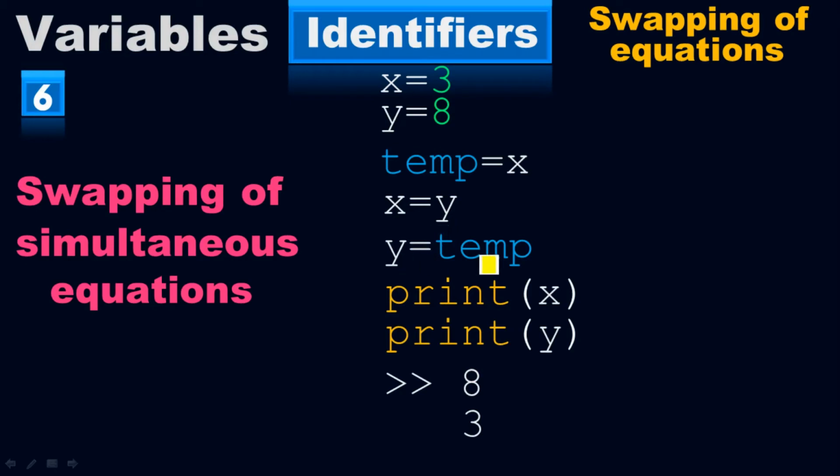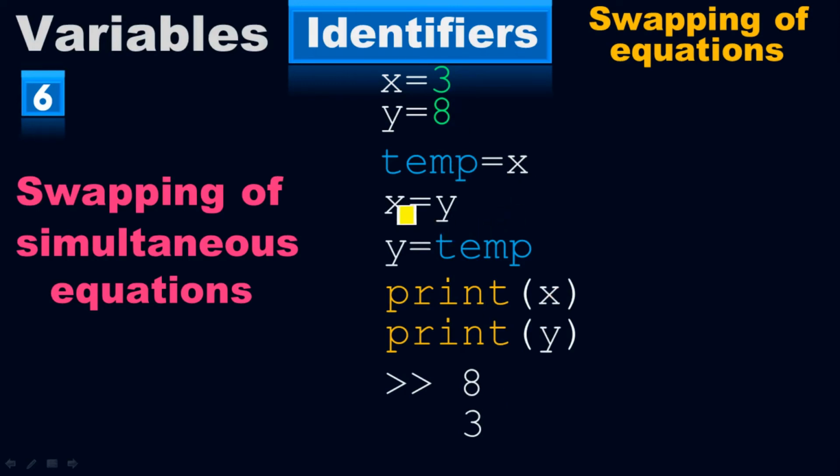Because y equals temp. What is temp? Temp equals x. What is x? x equals 3. Similarly, when you take the print of x, you will get 8. How? Because remember, y equals temp. What is y? y equals 8. So if you take x equals temp, what is temp in the case of y? It is 8. You will get print of x equals 8 instead of 3.